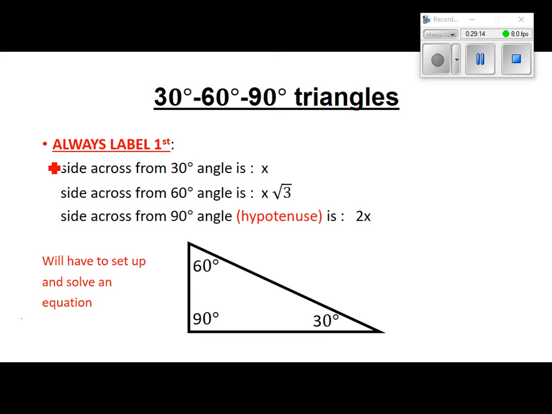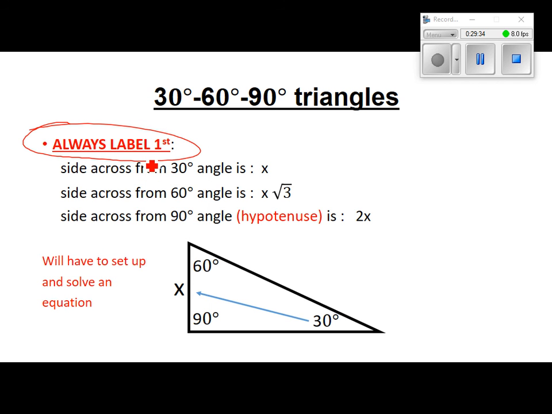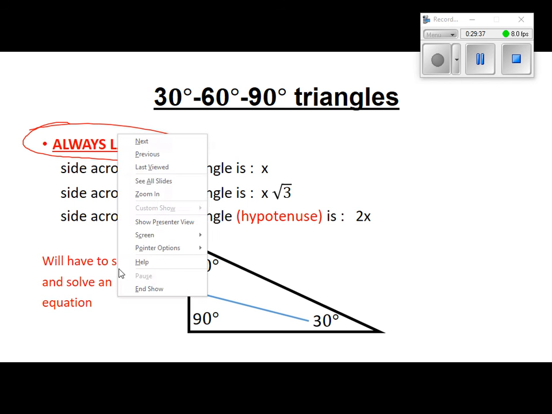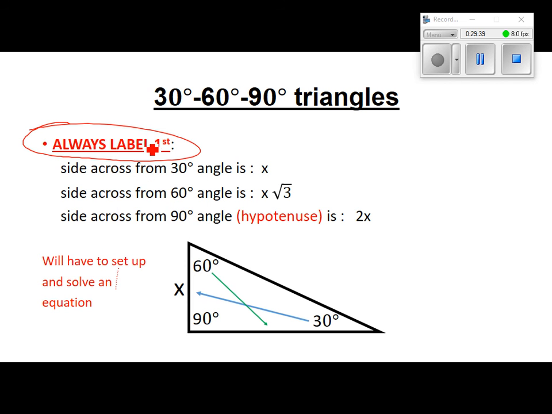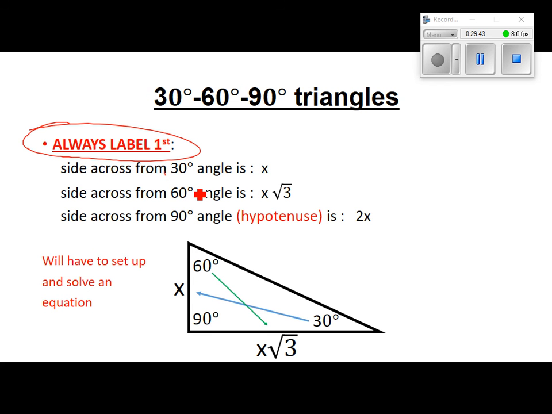Next, 30, 60, 90. This is the other kind of triangle. Again, look at the first thing right here. What's it say you're going to do? Label it. So before you start writing everything down, I'm going to show you how to label a 30, 60, 90 triangle. Side across from the 30-degree angle is always going to be labeled X. Side across from the 60-degree angle is always going to be labeled X times the square root of 3.